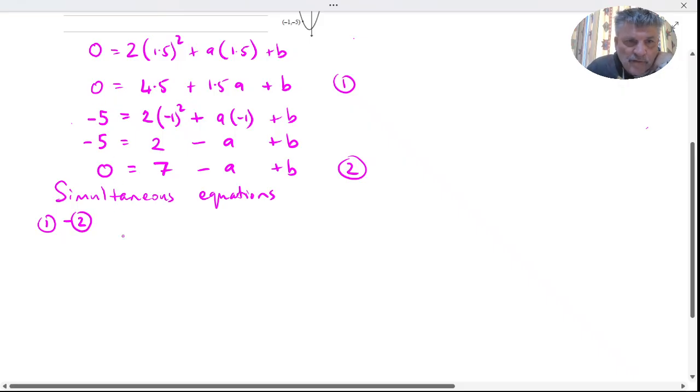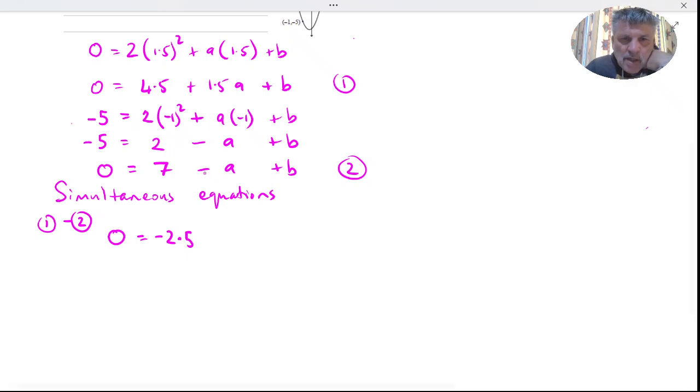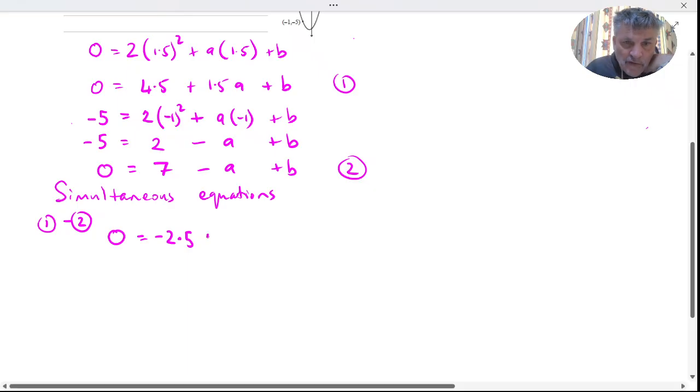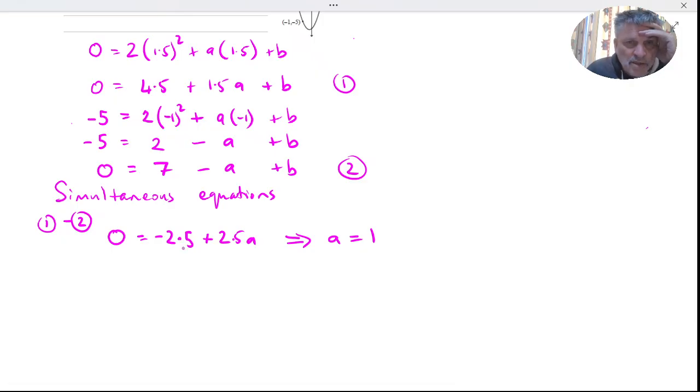So on the left, we've got 0 minus 0. 4.5 take away 7, that's negative 2.5. 1.5a take away negative 1a, that's going to be 2.5a. And b take away b, we've eliminated the b's. Put the 2.5 on the other side and divide by 2.5. You can see, I think, quite easily that a has to be 1. Minus 2.5 plus 2.5 will be 0 when a is 1, so that's good.